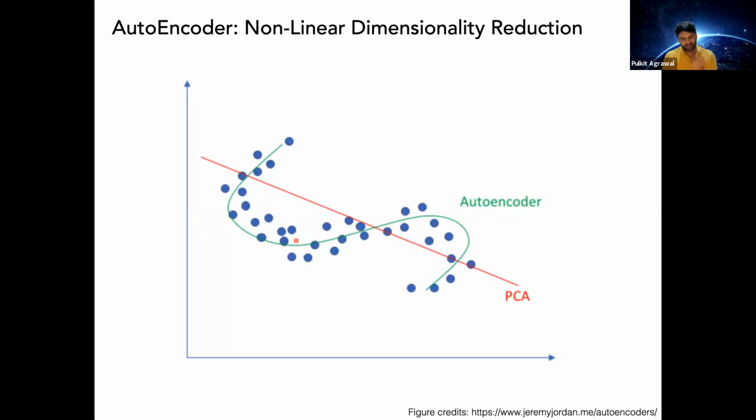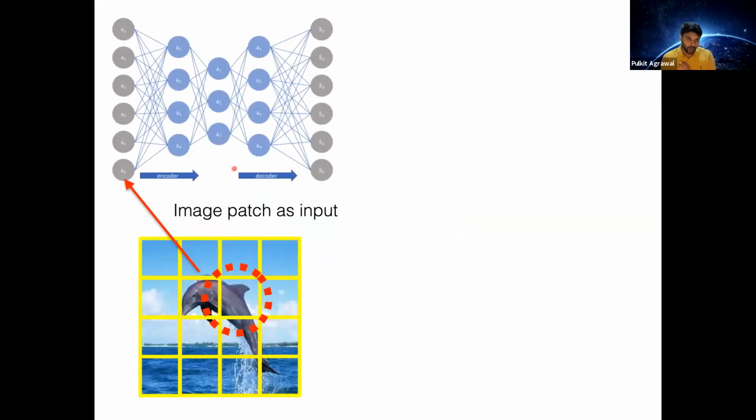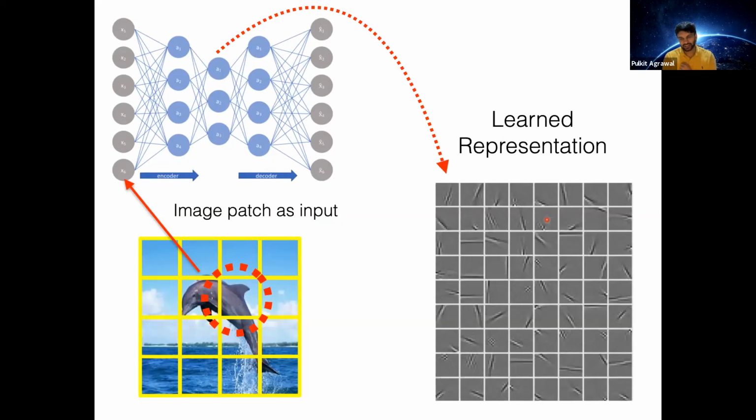So to give an intuition of what happens when you run autoencoders on images, suppose I take this image, I take small patches of the image, and then I train an autoencoder on these patches. The learned representation ends up looking something like this. Right? So this is my low dimensional representation of the patch. And what is this representation? It ends up being edge detectors.